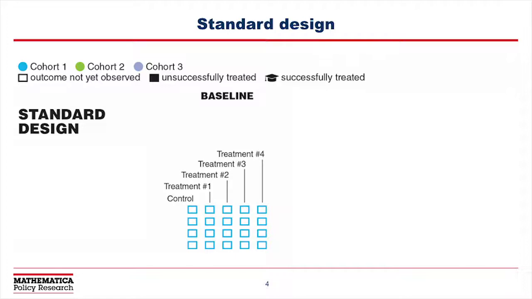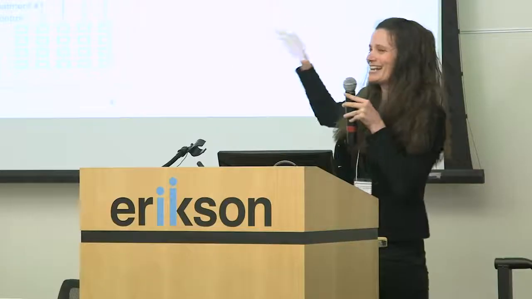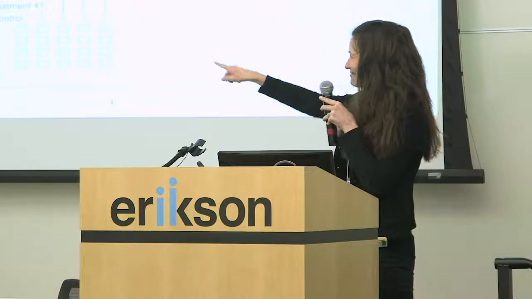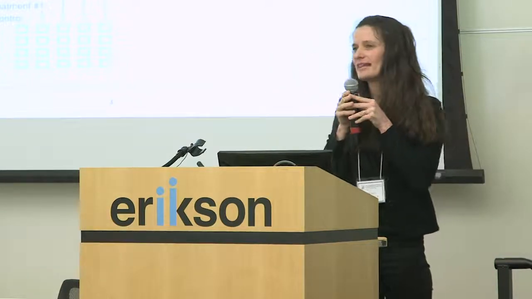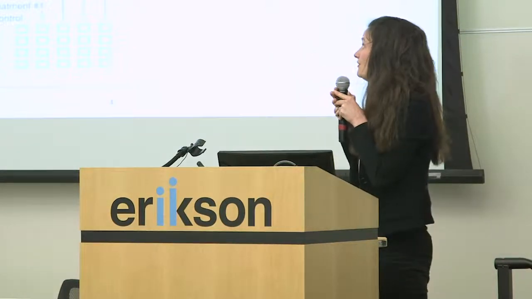So under a standard design, at baseline, let's say we have 20 families coming into our study. And under a standard design, what we would do is just randomize with equal probability to each of those 5 different arms. So 20 families into 5 arms. You can see that I have 4 families, i.e. 4 blue rectangles, in each arm there. And that's our cohort 1 individuals.